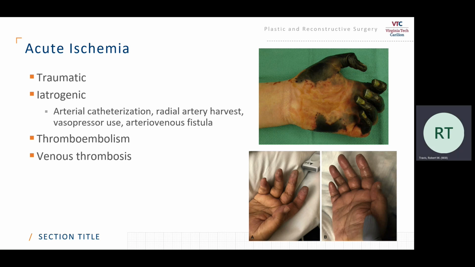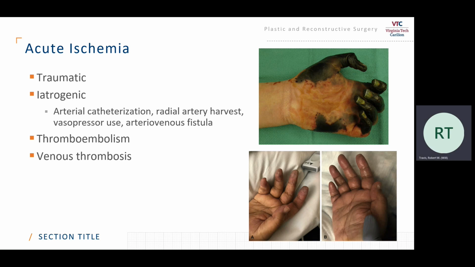Typically, you'll manage these with local wound care to prevent progression to wet gangrene with eventual amputation once they've demarcated and recovered from their illness. You can also have ischemia from an AV fistula, which happens due to a steal phenomenon. And this is best treated with distal revascularization with interval ligation.